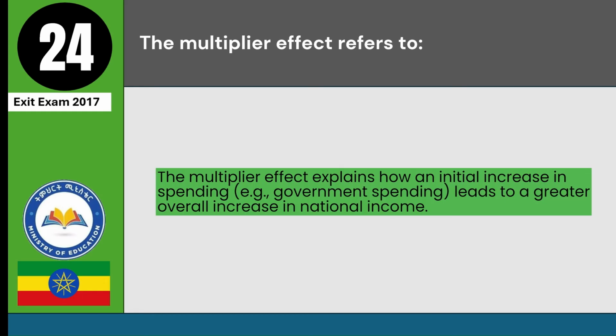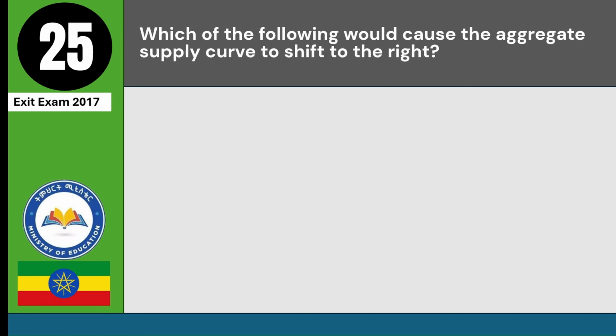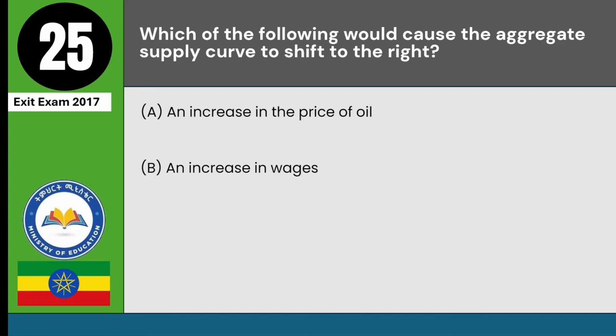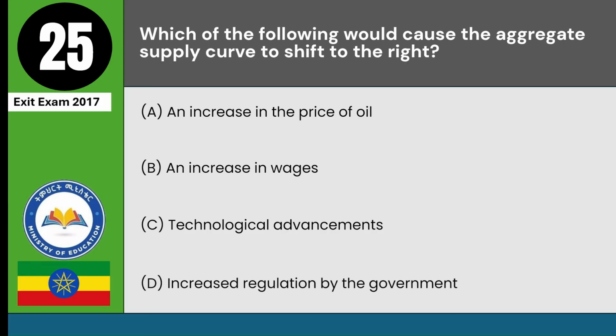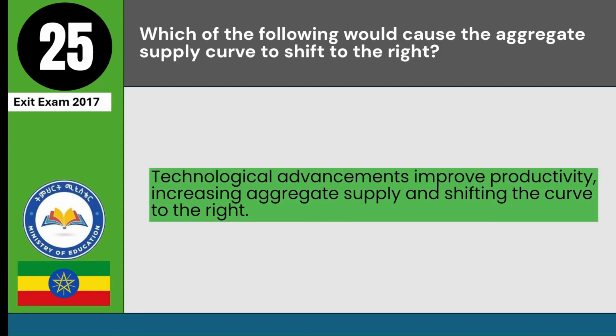increase in national income. Which of the following would cause the aggregate supply curve to shift to the right? A. An increase in the price of oil. B. An increase in wages. C. Technological advancements. D. Increased regulation by the government. Answer: C. Technological advancements improve productivity, increasing aggregate supply and shifting the curve to the right.